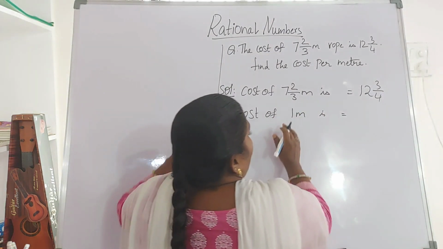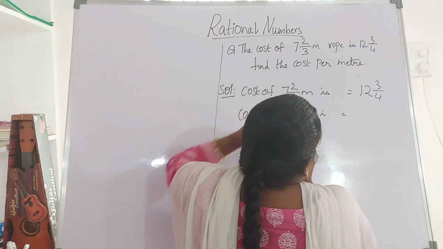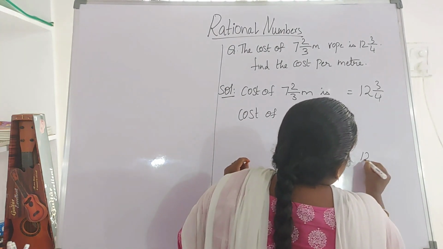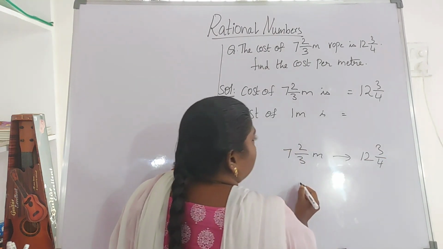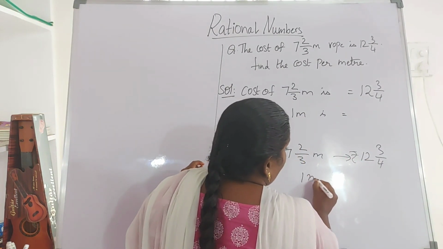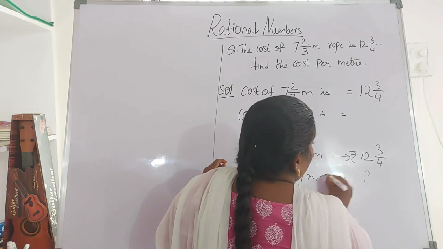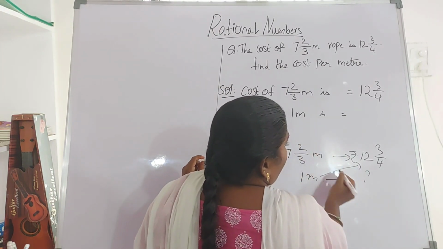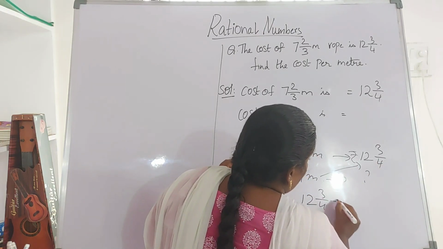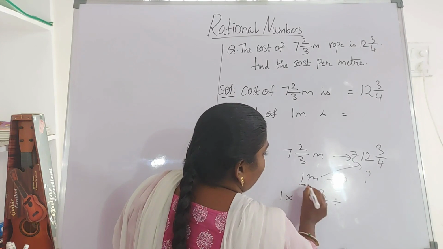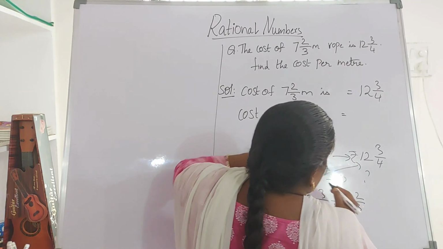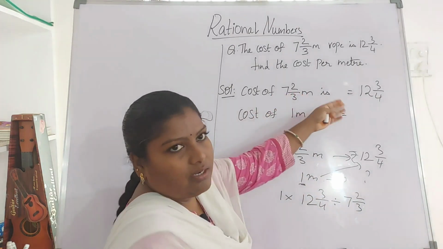So here, for example, let me show. 7 2 by 3 meters is 12 3 by 4 rupees. So what is the cost of a single meter? Now here what you have to do is cross multiplication. That is, it becomes 12 3 by 4 divided by, 1 into this 1 meter, 1 into 12 3 by 4 divided by 7 2 by 3. Now instead of this, we can directly divide.